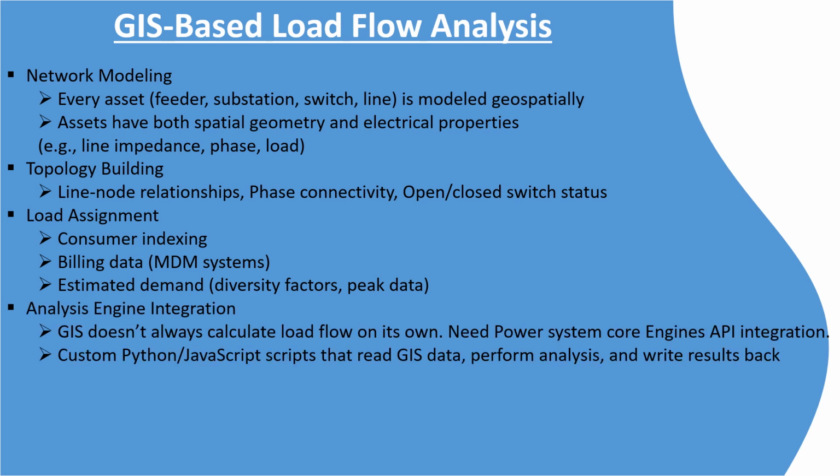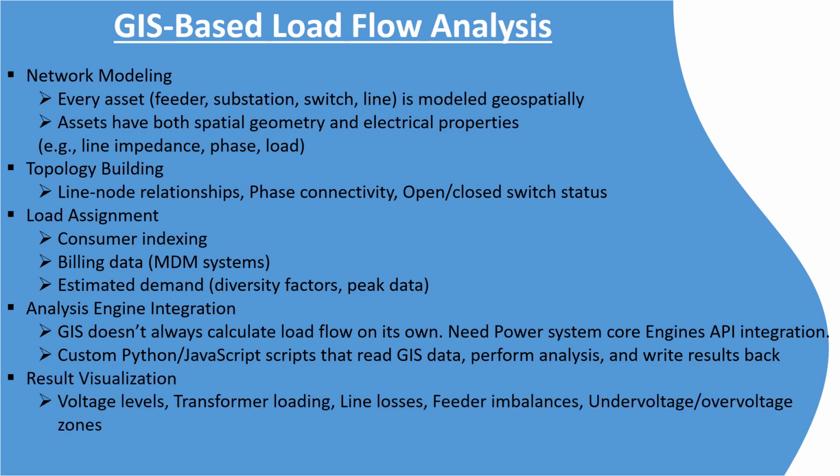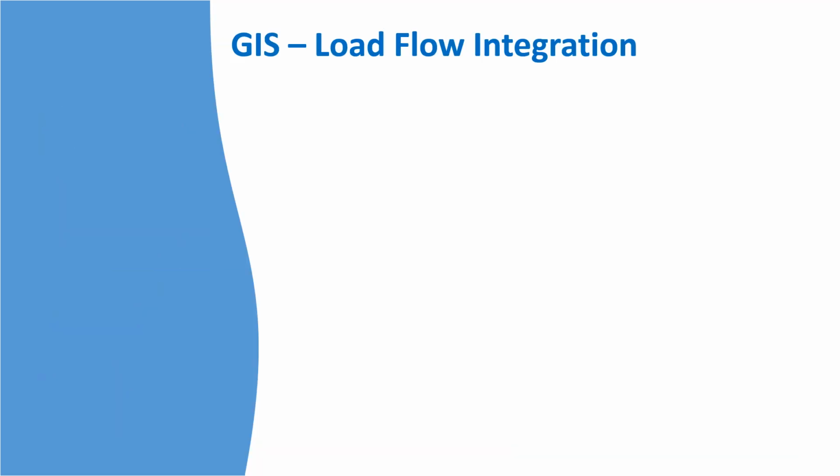Analysis engine integration. GIS doesn't always calculate a load flow on its own. It needs power system core engine API integration, custom Python or JavaScript that reads GIS data, performs analysis and writes results back. Results visualization, that is voltage levels, transformer loading, line losses, feeder impedance, and under-voltage or overload zones.